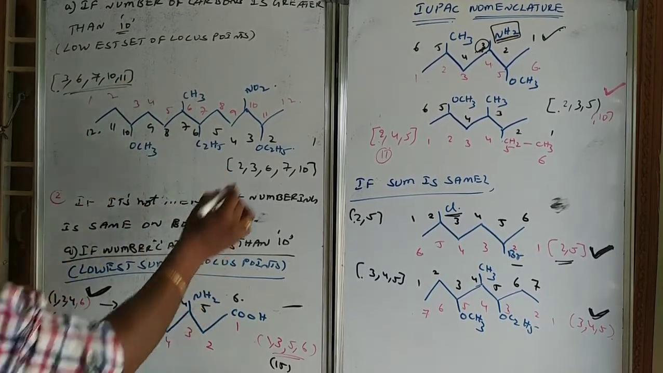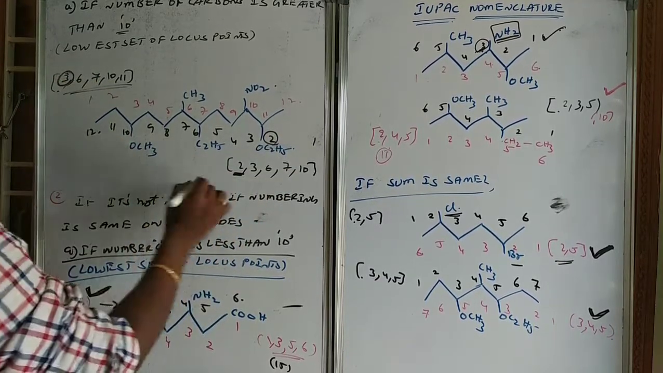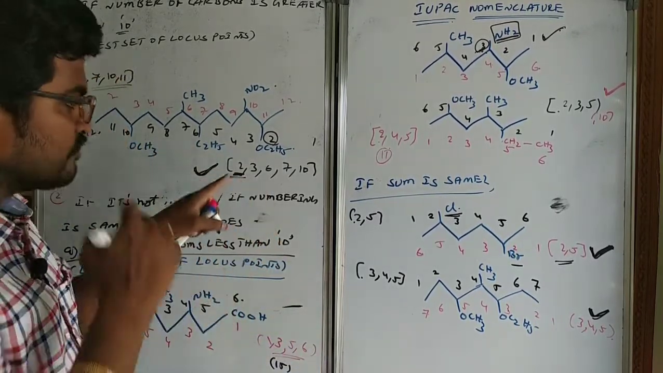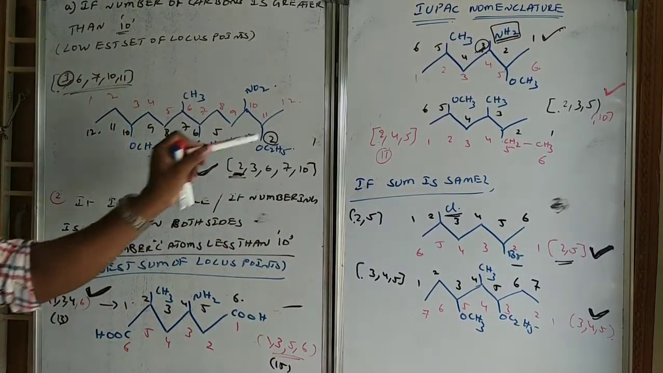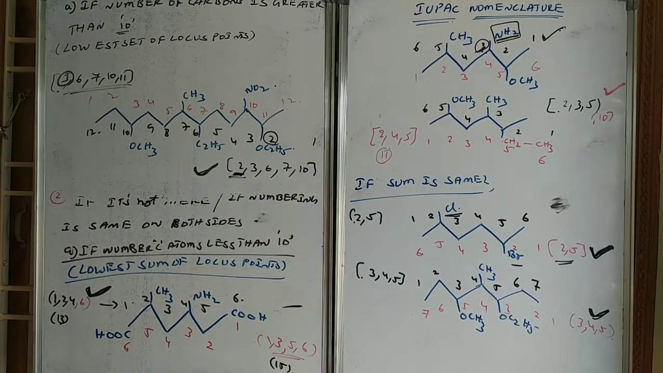So here you see, it starts the locus point with 2 on one side and with 3 on the other, so automatically there is no need to find the sum or anything. Simply you can go for this. So 2 will be the first priority, so you can continue like this. And another example let me give you.